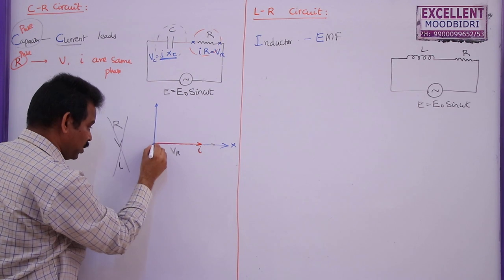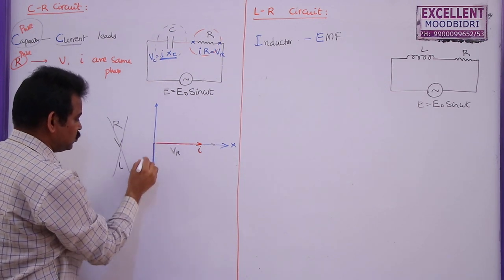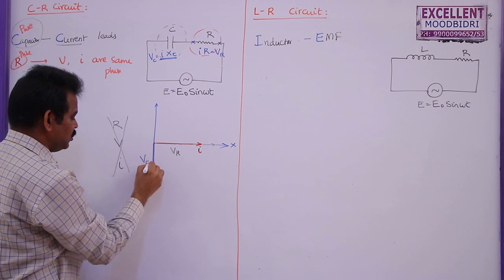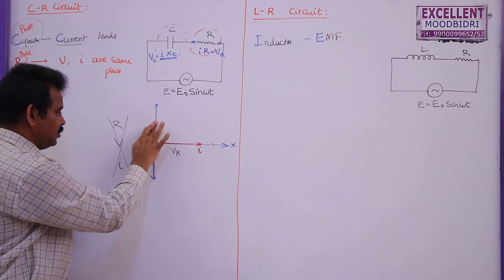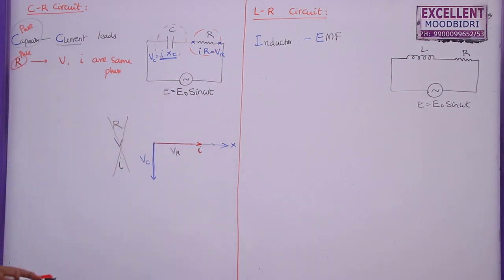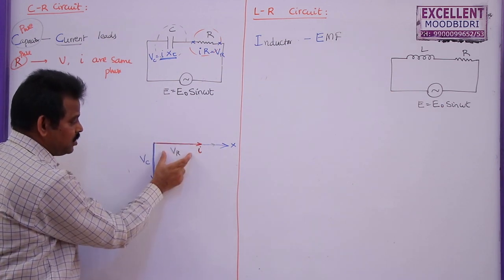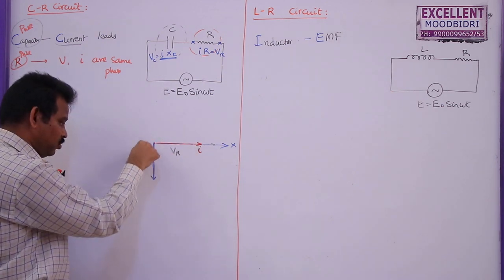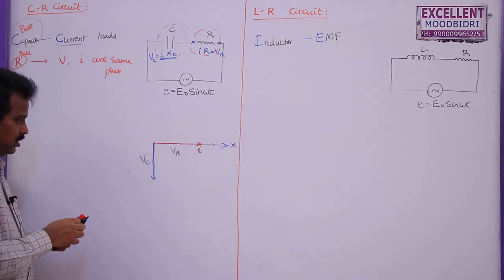Now I am going to draw one more vector, which is along the negative y-axis. This will represent VC, the voltage across the capacitor. The positive y-axis is not required in this case, because no vectors are acting along the positive y-axis. Now we have two voltages, one along the positive x-axis which is VR, and one along the negative y-axis, VC. So what is the resultant voltage here?